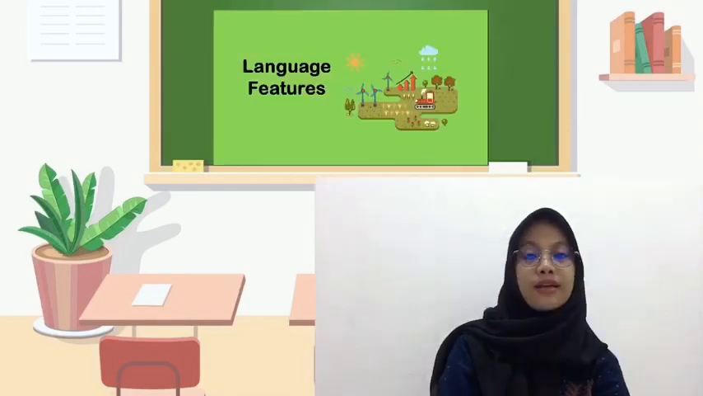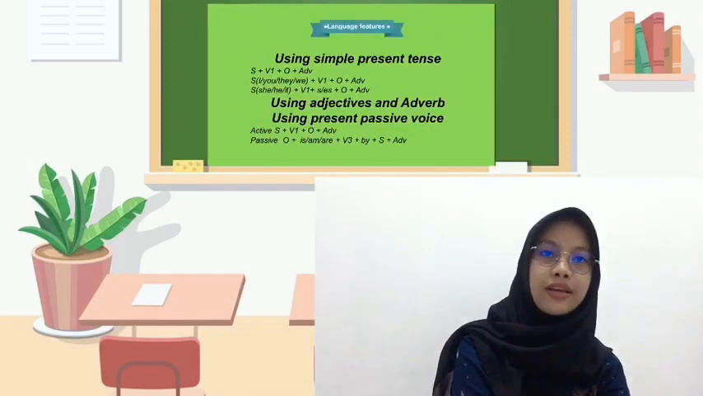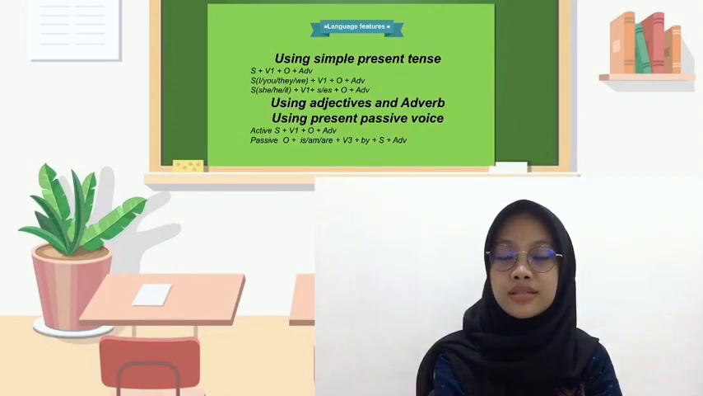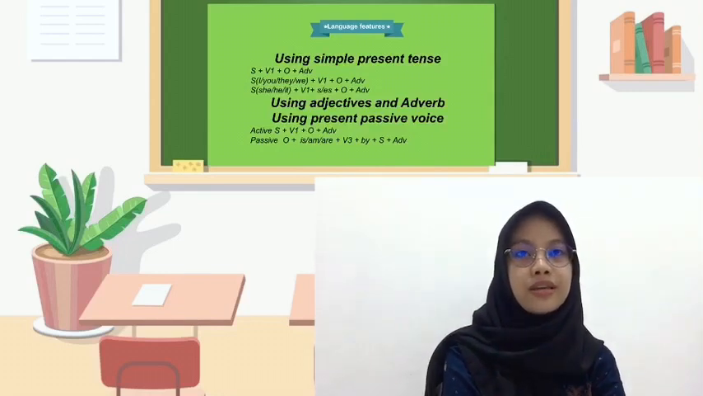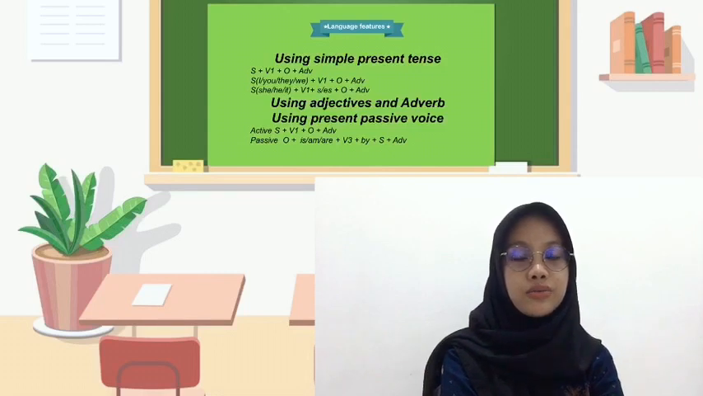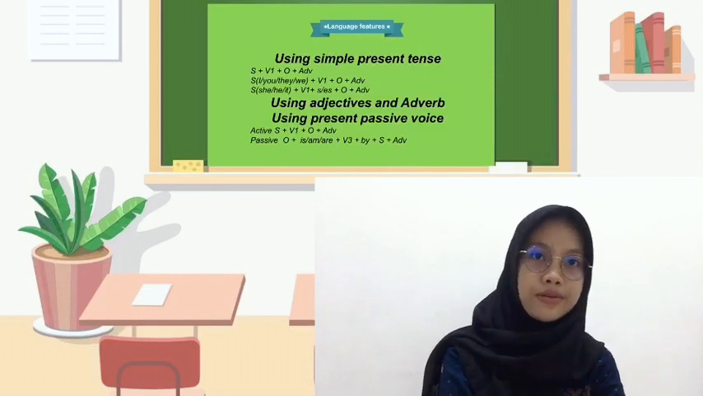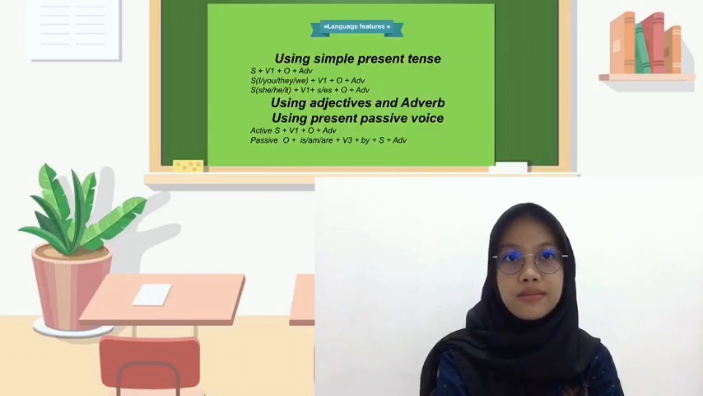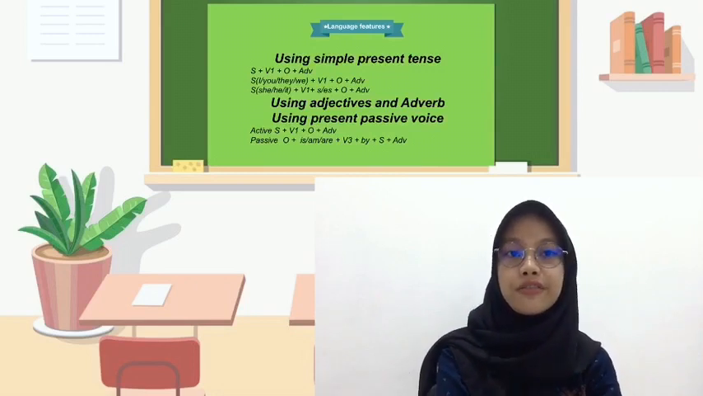Thank you. And what about language features of descriptive text? Okay, the first one is using simple present tense. The formula is subject plus verb 1 plus object and plus adverb. For the subject I, you, they, we, it is plus verb 1 plus object plus adverb, and she, he, it plus verb 1 plus s or es plus object and plus adverb.